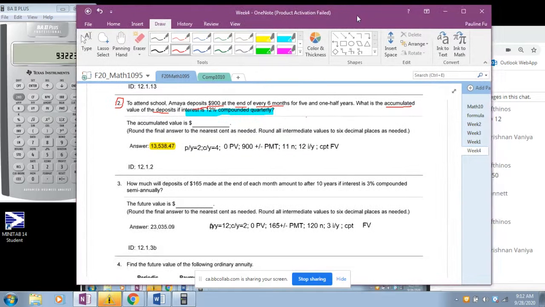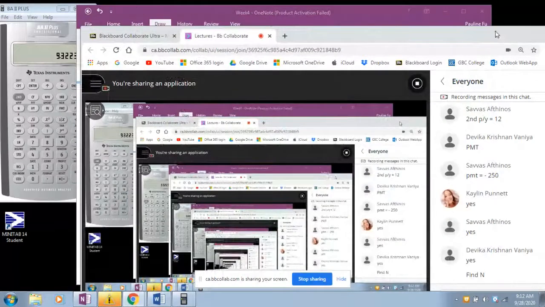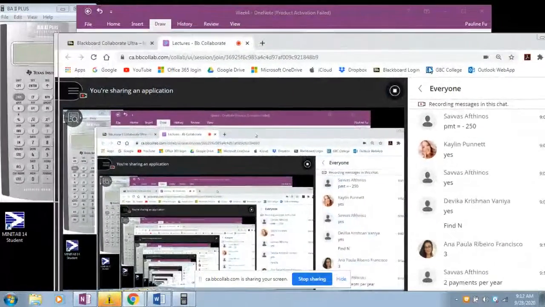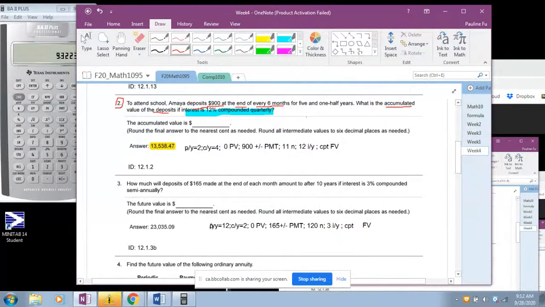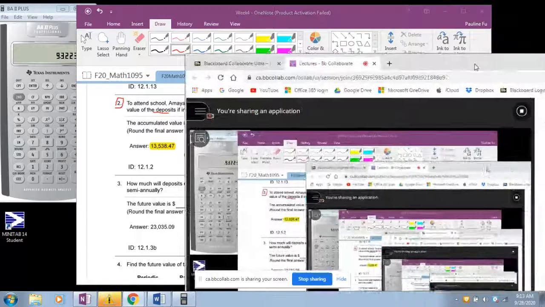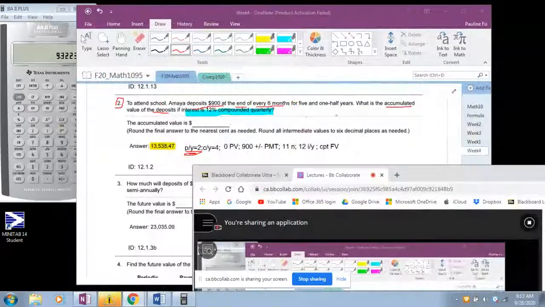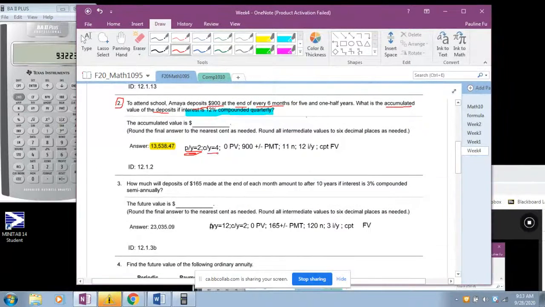Number of deposits per year. Anna Paula, 2. Service, 2. Fantastic. PY equal to 2. Now, what is CY? Interest compounded quarterly. What is CY? 4. Excellent. Interest compounded quarterly, so CY equal to 4.